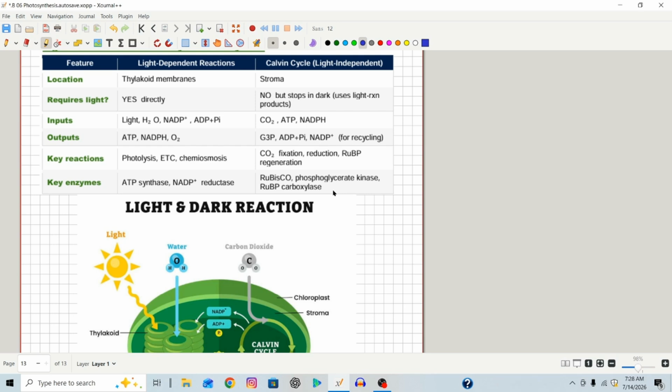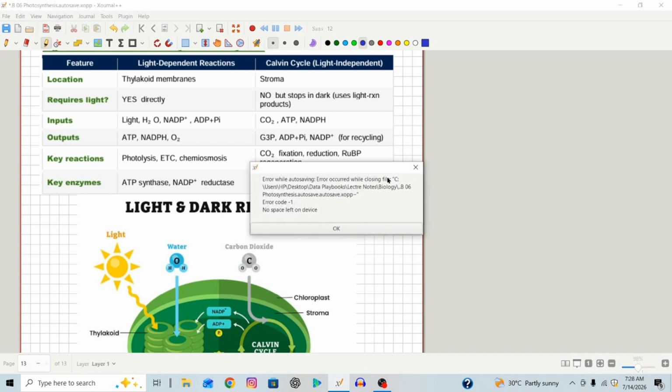It does not mean that it only happens during light, while light independent reaction can happen without light. It does not mean that it does not happen in the day, because some students think dark reaction only happens during the dark. No, dark reaction also happens in the daytime, but the thing is that it can also happen without light. They are independent of light.